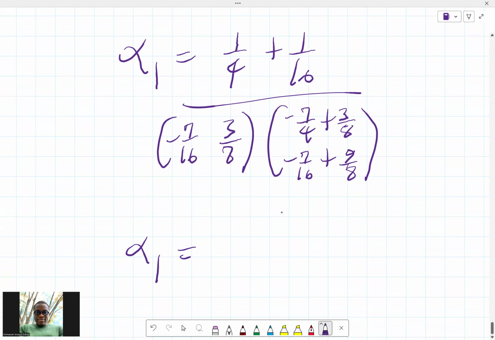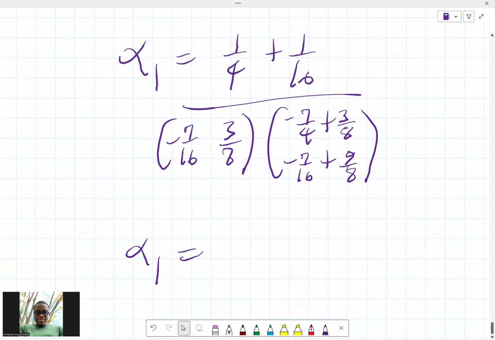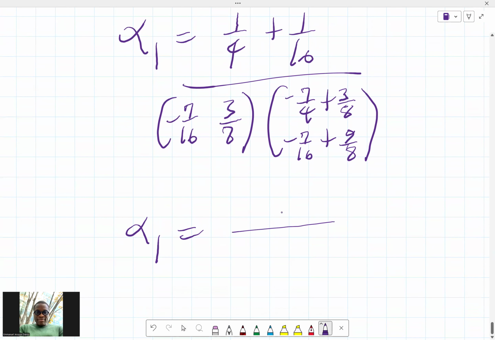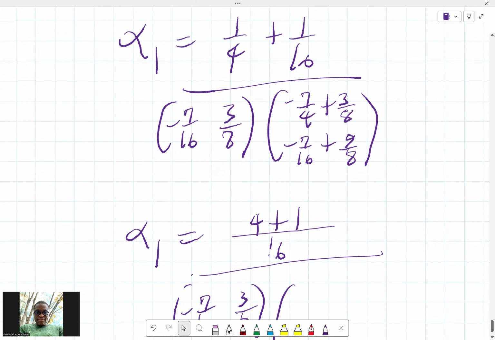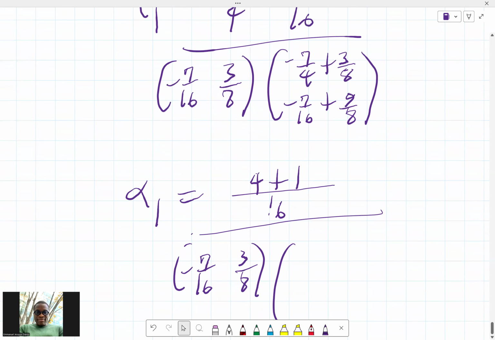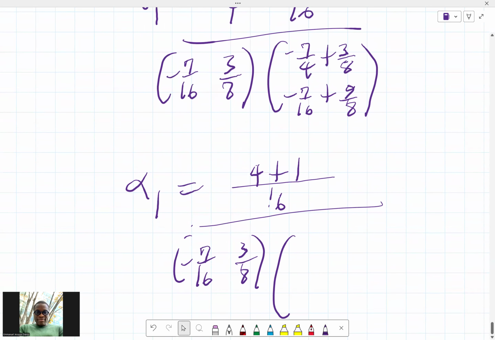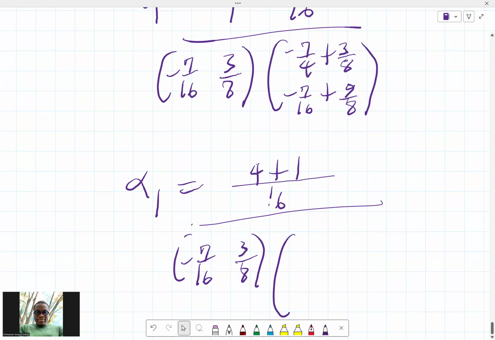So alpha 1 is up here, we have 16. That's 4 plus 1 up there. Then down here we have minus 7 over 16, 3 over 8, so let's tidy this up now. 7 over 4 is like minus 14 over 8. So that's minus 14 plus 3. That's minus 11 over 8 up there.